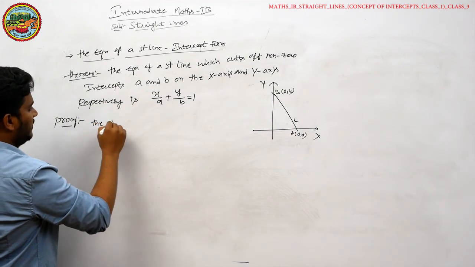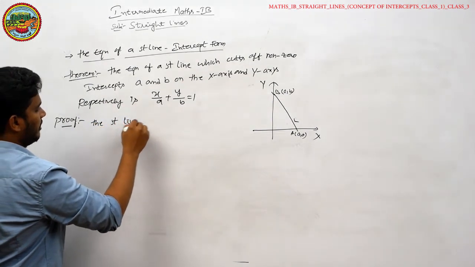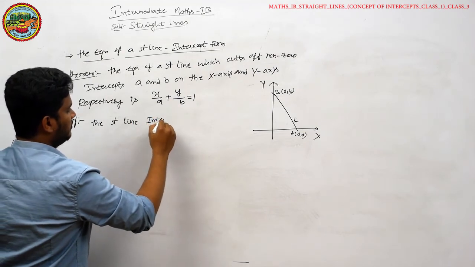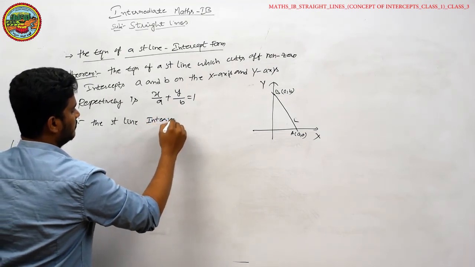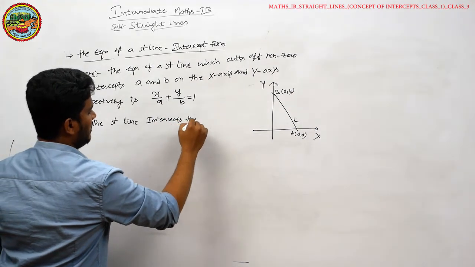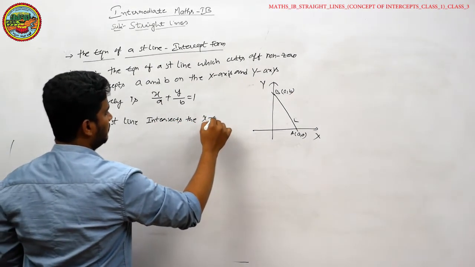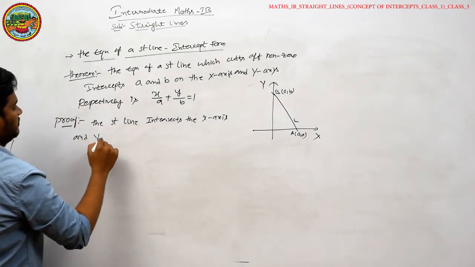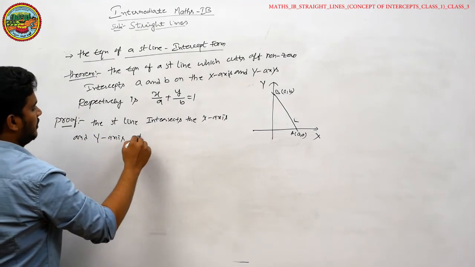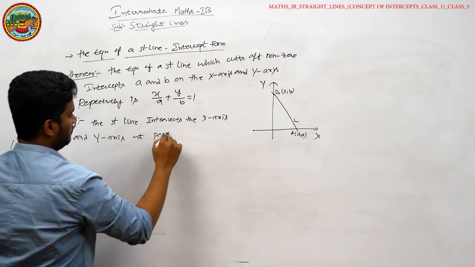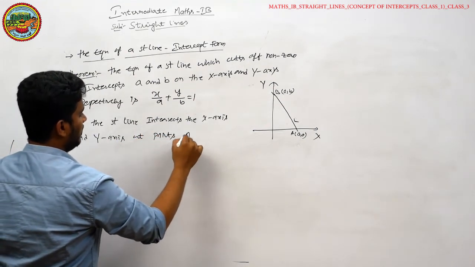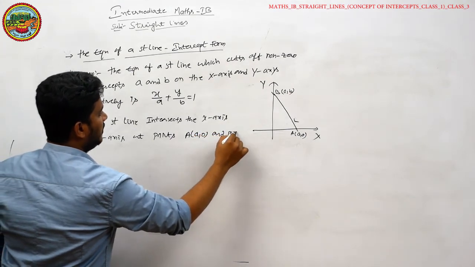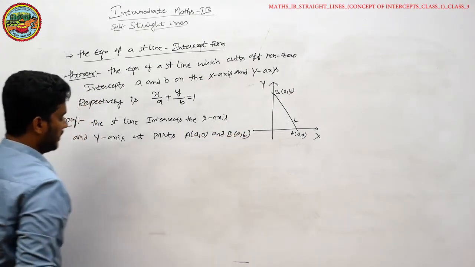So the straight line intersects the x axis and y axis at points A comma 0 and B 0 comma B.